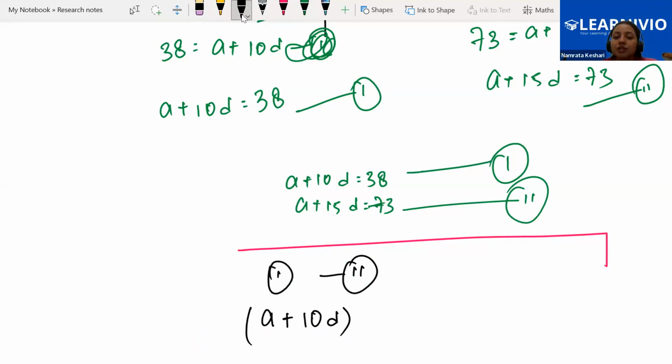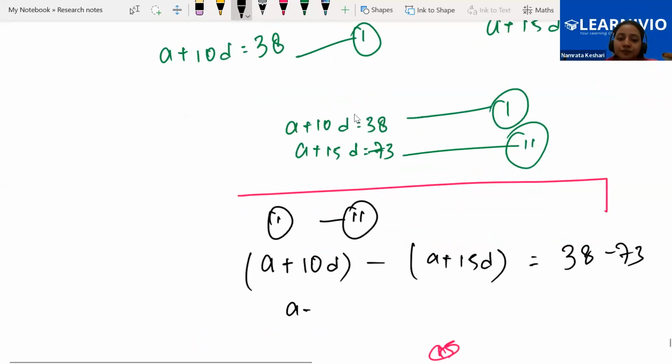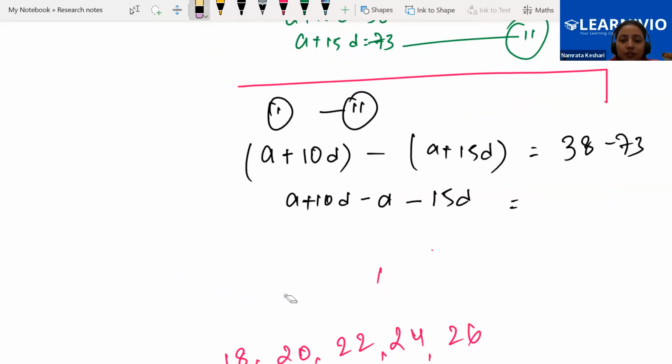So first equation's left side minus second equation's left side is equal to first equation's right side minus second equation's right side. We will be doing the subtraction: a plus 10d minus (a plus 15d) we will have. And can you tell me 38 minus 73 is what? Tell me quickly. Ma'am, minus 45. Minus 45, yes.